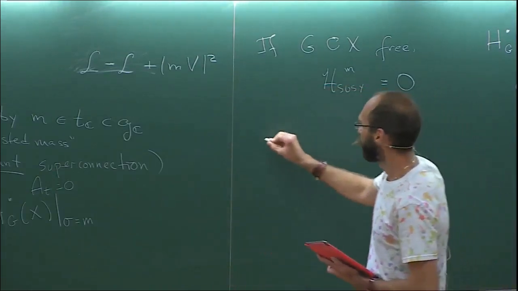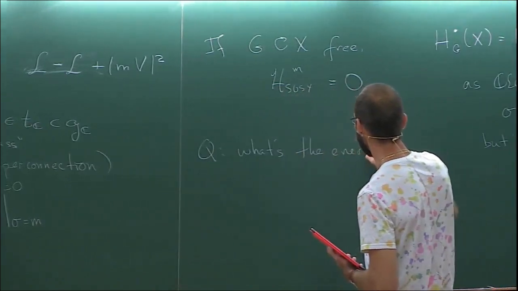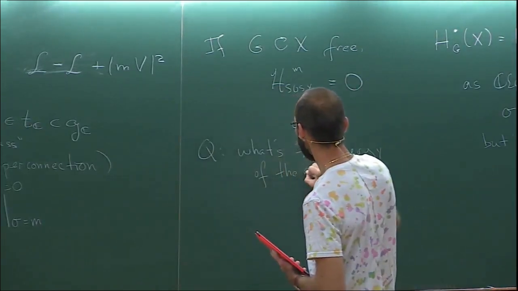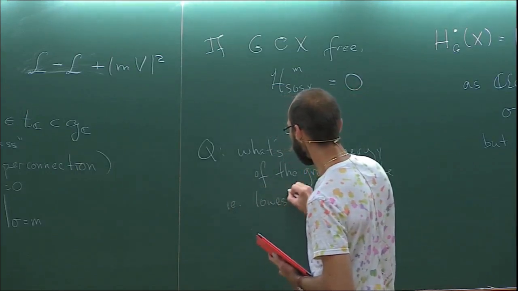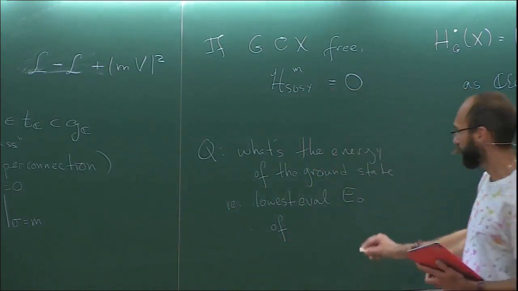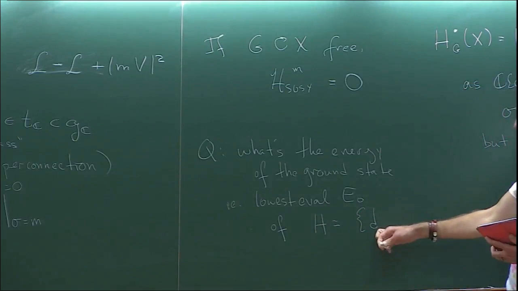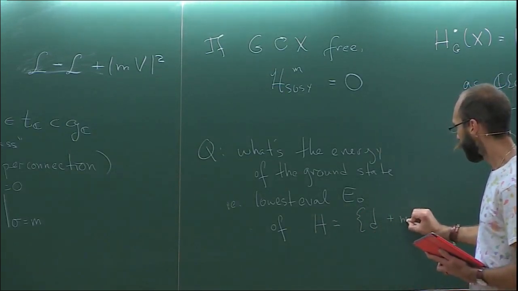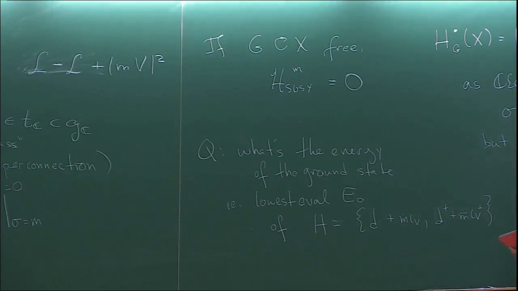So the question: what's the energy of the ground state, i.e., the lowest eigenvalue of the m-deformed Hamiltonian? The Hamiltonian used to be the form Laplacian, as an anti-commutator of d and d dagger. Now it's an anti-commutator of d plus m i v, and d dagger plus m bar i v dagger. It's been deformed at quadratic order in m. So the question is, what's the lowest eigenvalue if it's not 0?